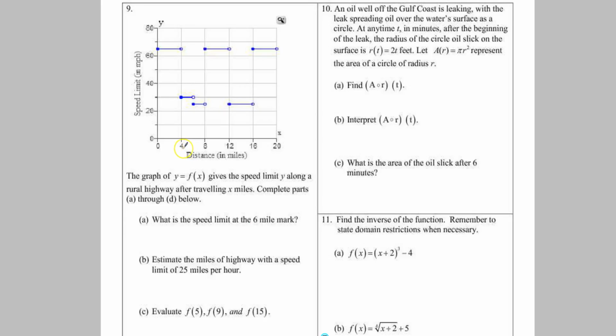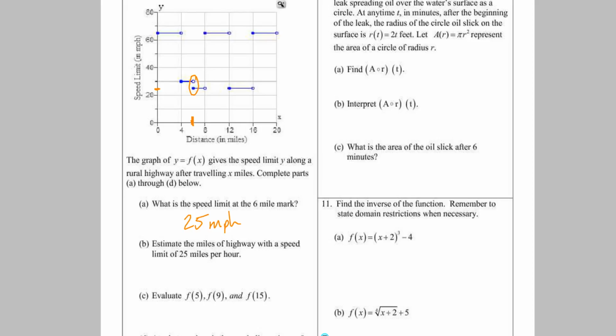So obviously we have 4 miles here, 8 miles here, 6 miles should be right in between them, which appears to be that right there. So again, we only read the solid ones, so I'm going to go across to my y-axis, and that looks like it's about 25 miles per hour.